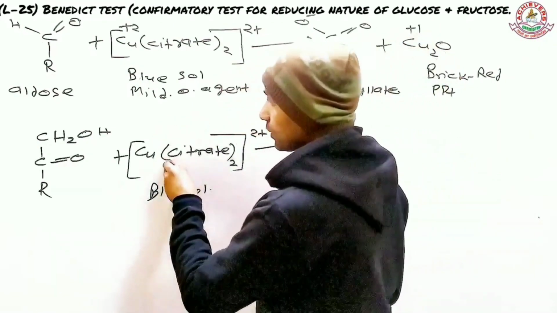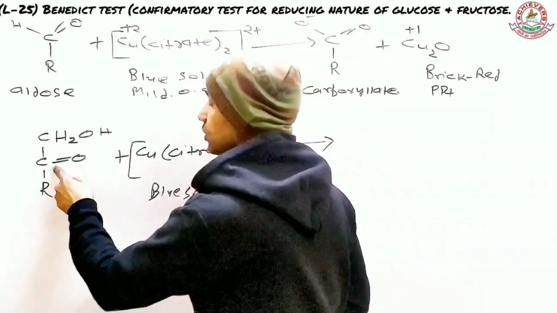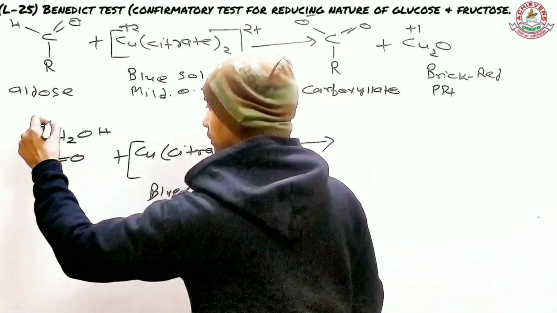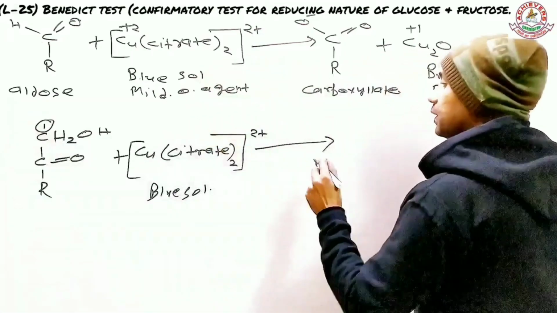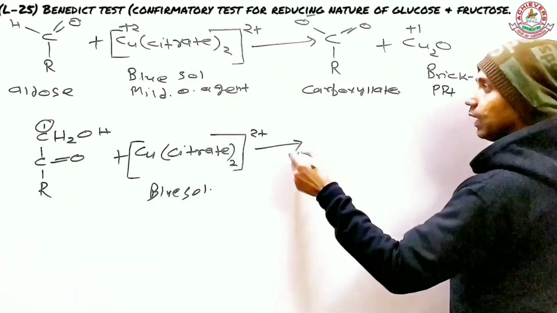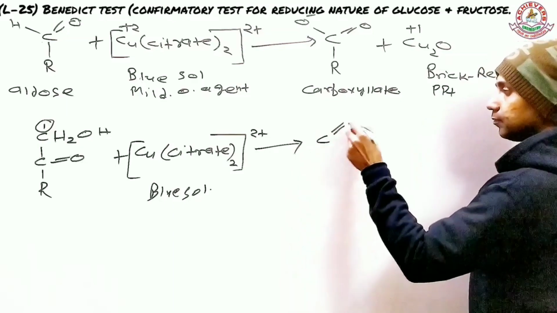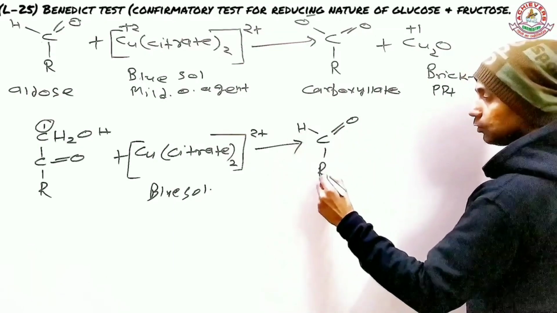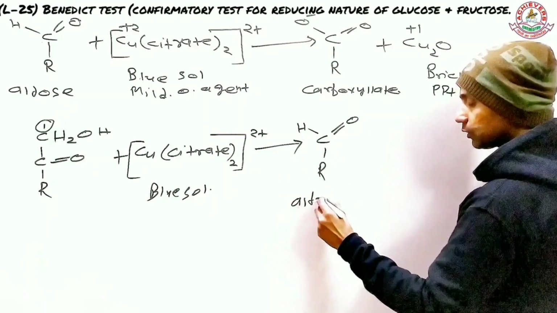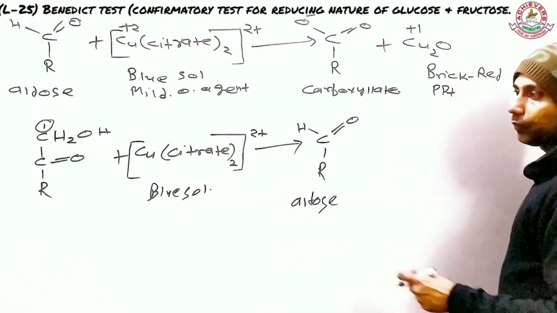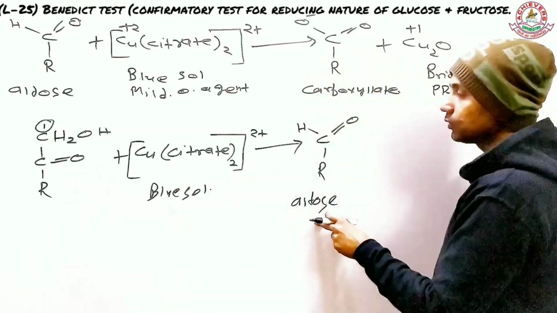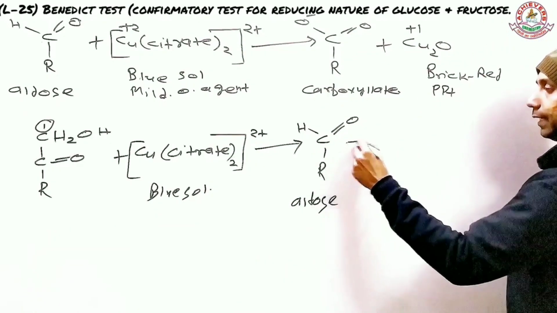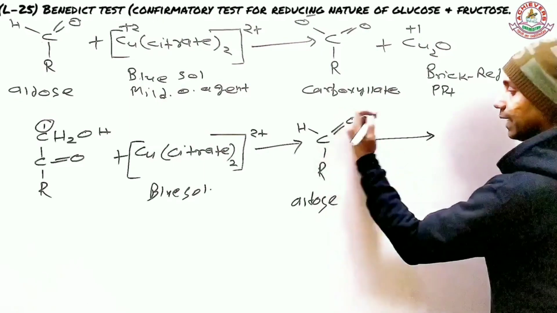This mild oxidizing agent doesn't oxidize this ketone. It actually oxidizes the alcoholic carbon. So this first carbon undergoes oxidation, and then it converts into an aldose. So this is what happened here. This is the first change. So what that means is fructose first converts into an aldose, and then in the second step of the reaction, again this reaction is taking place.